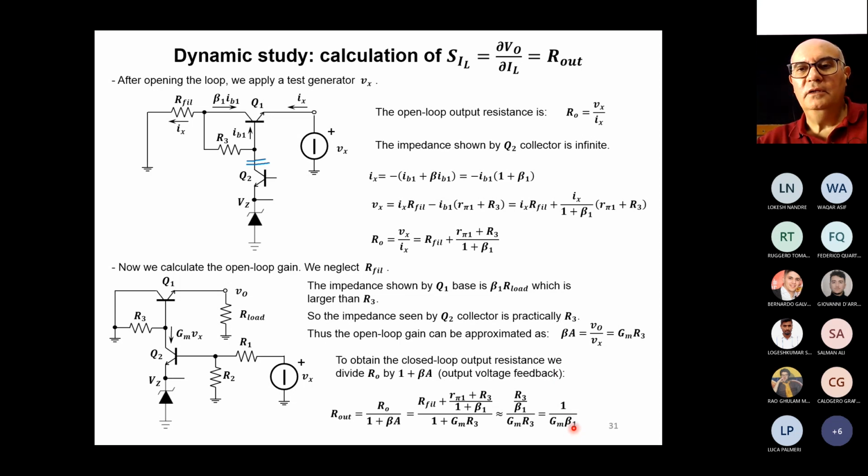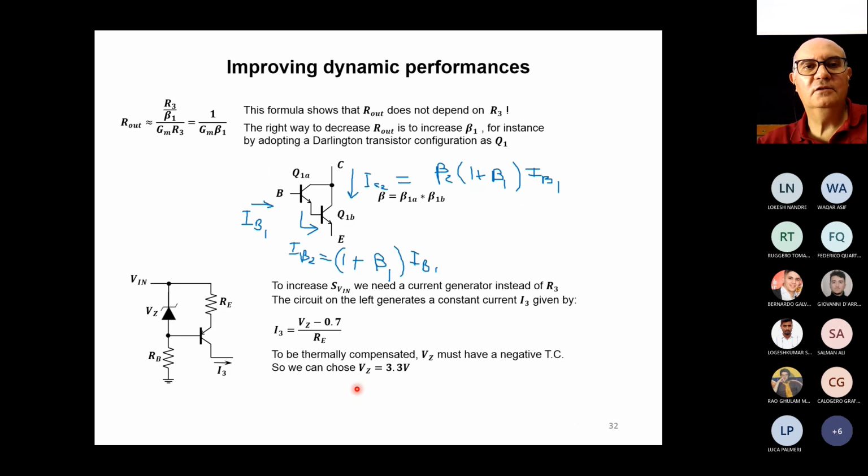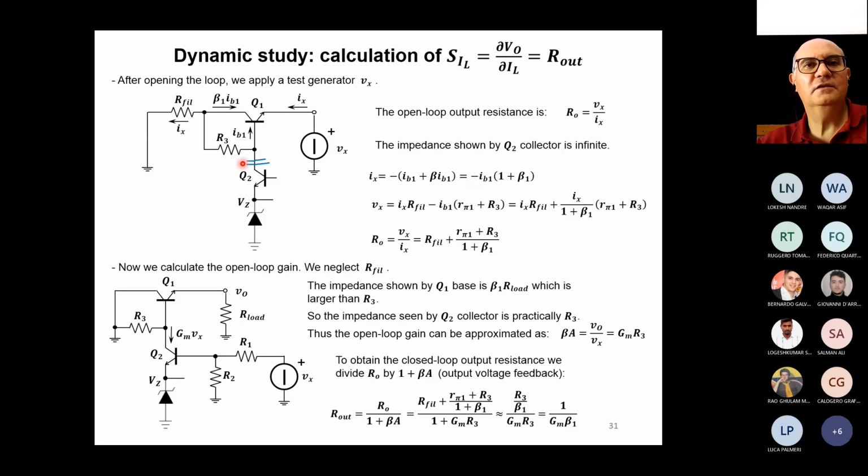The other point that we saw in the past was the opportunity, instead of increasing the resistor R3, this resistor here. This was interesting, apart from simplifying this formula, also for improving the stability factor in terms of the input ripple. How can we substitute this R3 with a current generator?